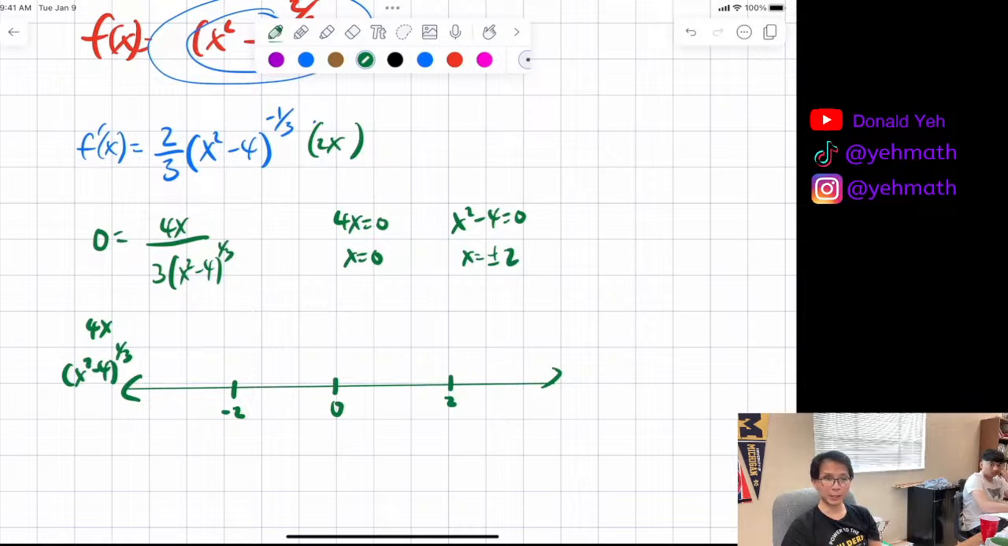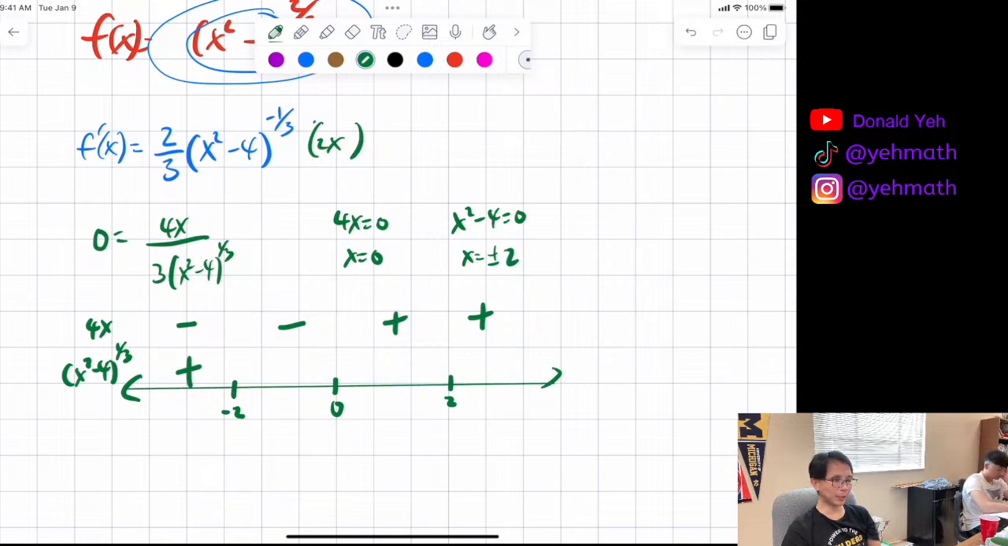I'm going to plug in a bunch of numbers for 4x. In this case, I plug in a negative number on this side. It's going to give you negative, negative, positive, positive. Is that okay? Now plug in -3. -3 squared is 9. 9 minus 4 is positive. The cube root of a positive number is positive.